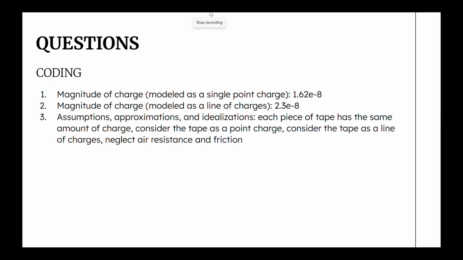To summarize the coding, the magnitude of charge modeled as a single point charge was 1.62 times 10 to the negative 8th coulombs. The magnitude of charge modeled as a line of charges was 2.6 times 10 to the negative 8th coulombs. The assumptions, approximations, and idealizations were that each piece of tape has the same amount of charge, we can consider the tape first as a point charge, then as a line of charges, and we can neglect air resistance and friction.